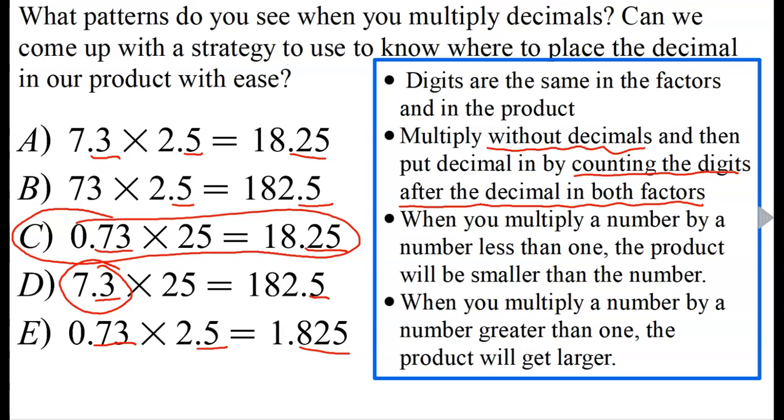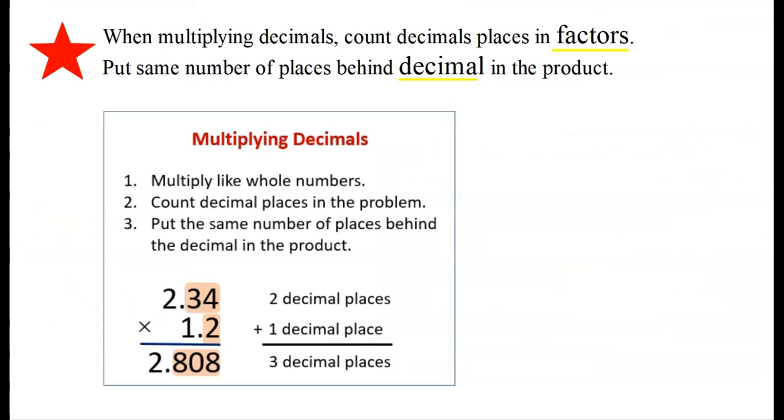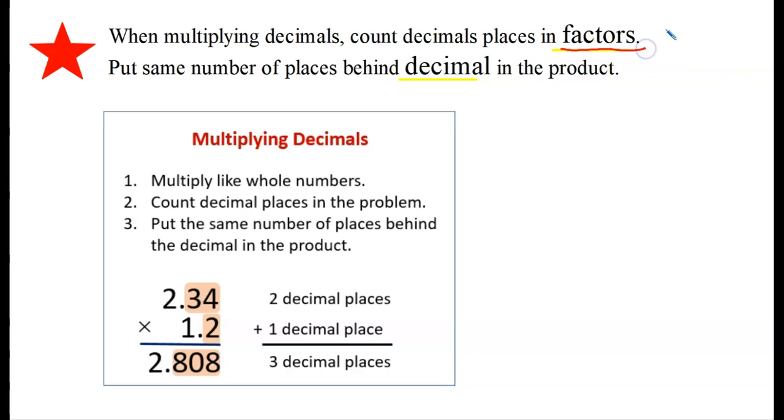Okay, so now let's finalize this and just add a few notes to our notes page. So when you're multiplying decimals, you count the decimal places in the factors, right? And I wanted to let you know that it's both factors, right? You have to look at both numbers that you're multiplying. We only ever multiply 2 numbers at a time. That's how I can use the word both. And then you put the same number of places behind the decimal in the product. And sometimes it's not a bad idea to write on the side, if you see 2 decimal places and 1 decimal place, you add them up to 3 decimal places.